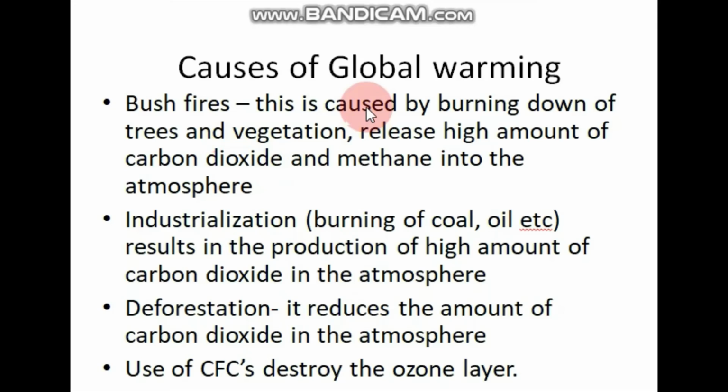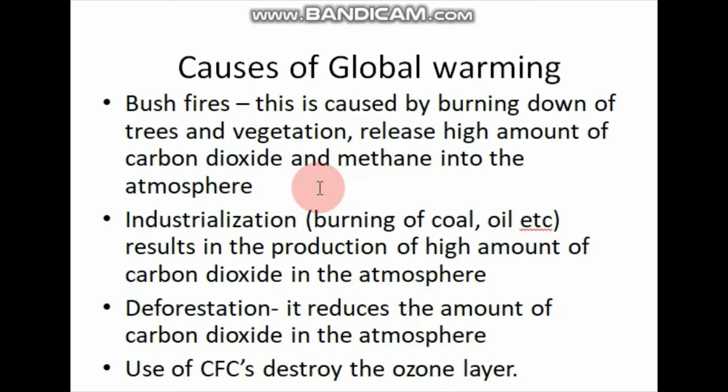First of all, we are talking about bush fires. Now, when we have indiscriminate burning of bush, which is caused by the cutting down of trees and vegetation, it releases a high amount of carbon dioxide and methane into the atmosphere. We are talking about industrialization. Industrialization is caused by the burning of coal and oil, and it results in the production of a high amount of carbon dioxide in the atmosphere.